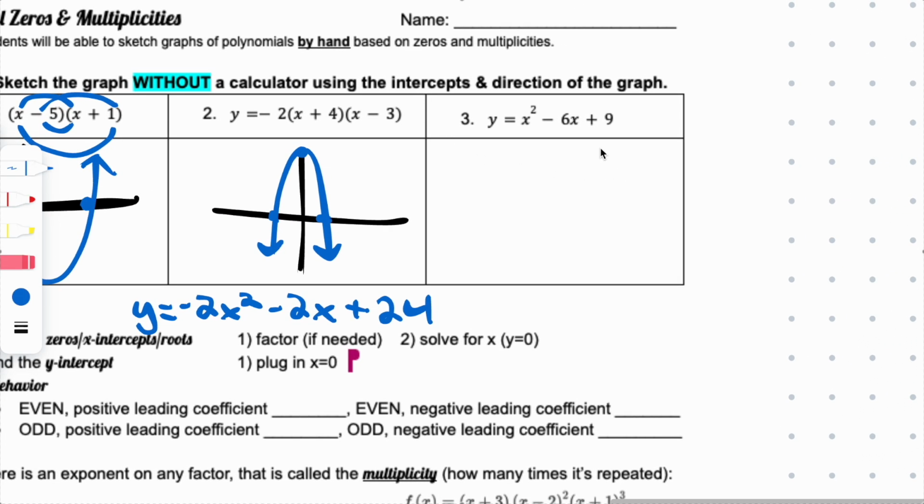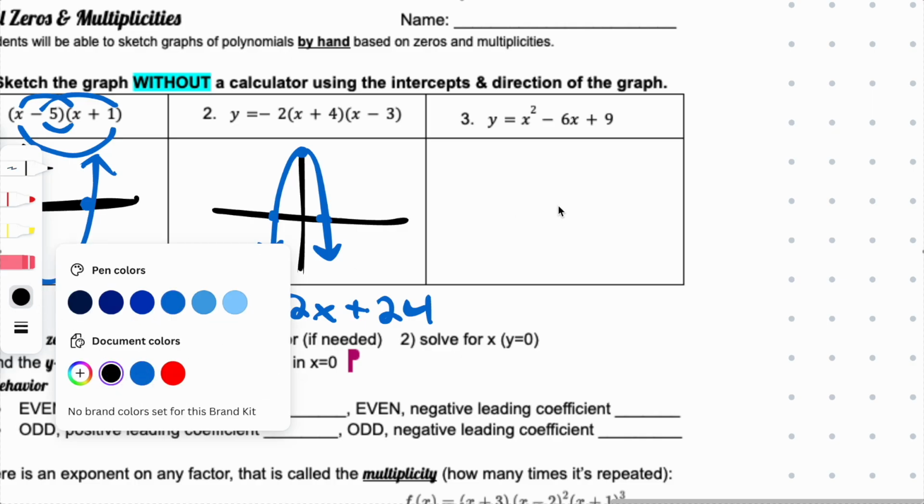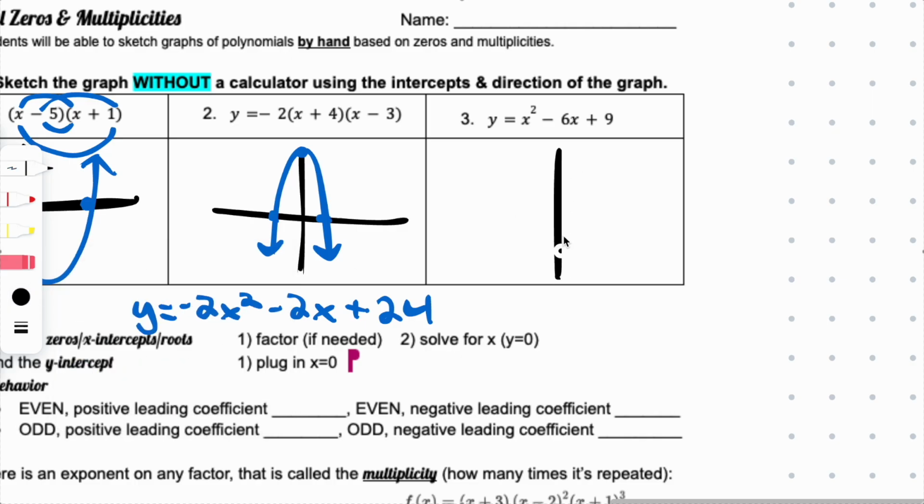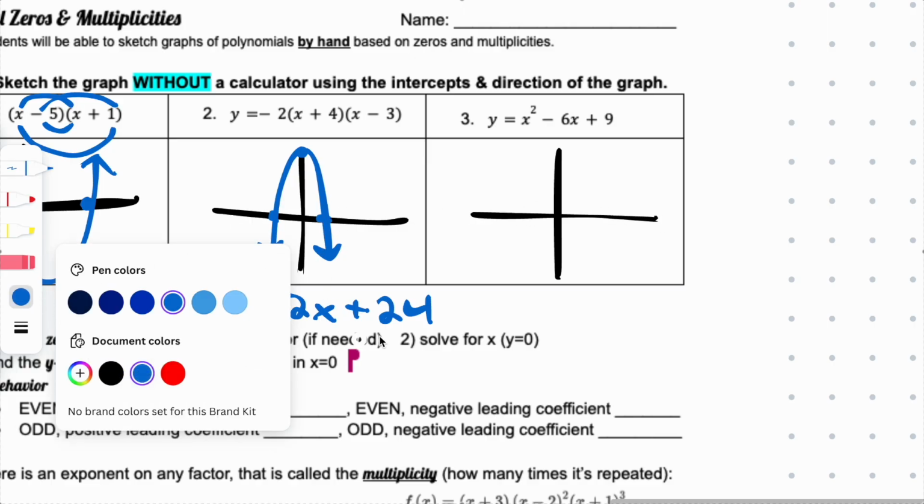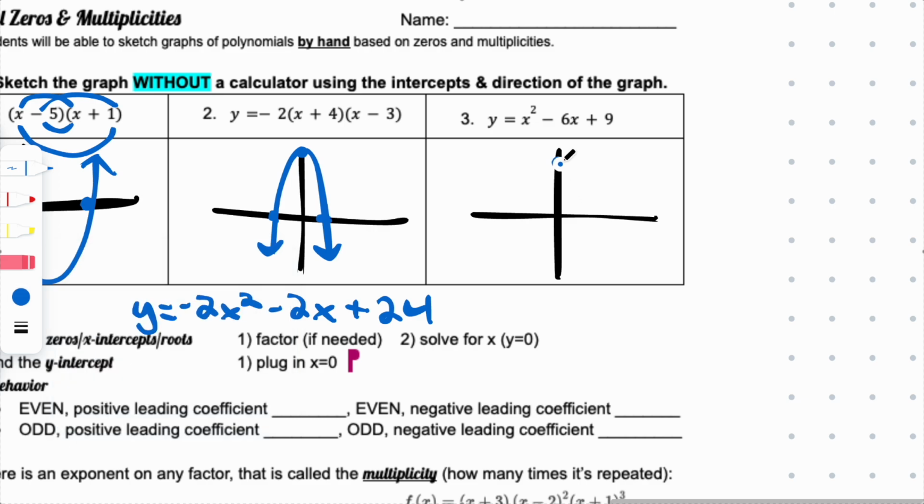Okay, now we're given this quadratic again. And so maybe what we can do is first, we can easily identify in standard form our y-intercept, which is going to be 9. So I'm going to put that here. And now I'm going to factor this. And I realize, oh, I can make it into a binomial squared. It's equal to x minus 3 squared.